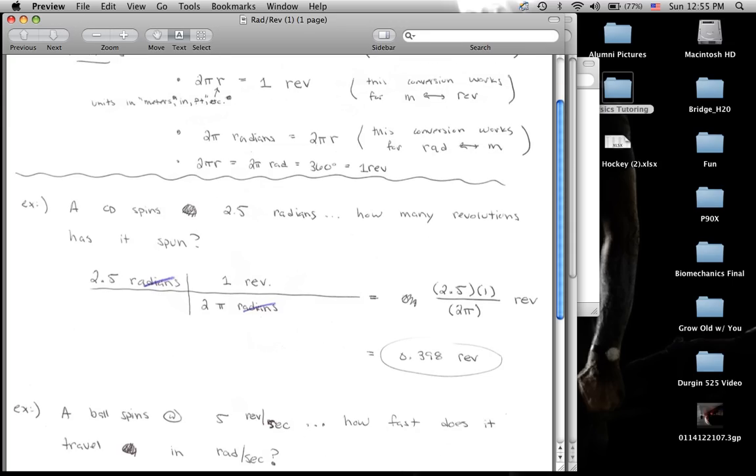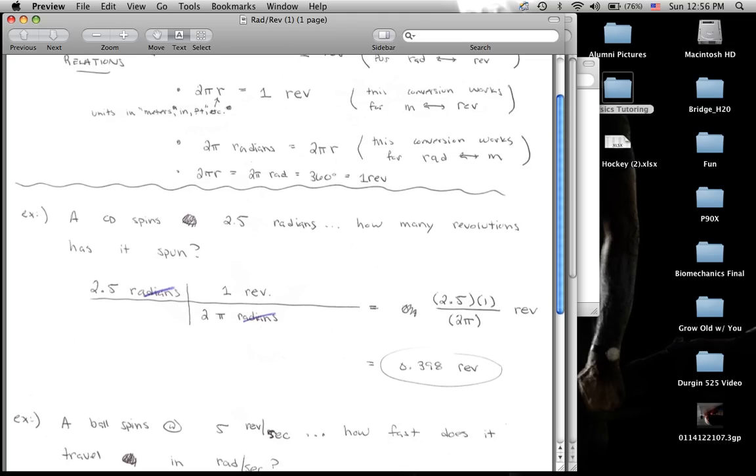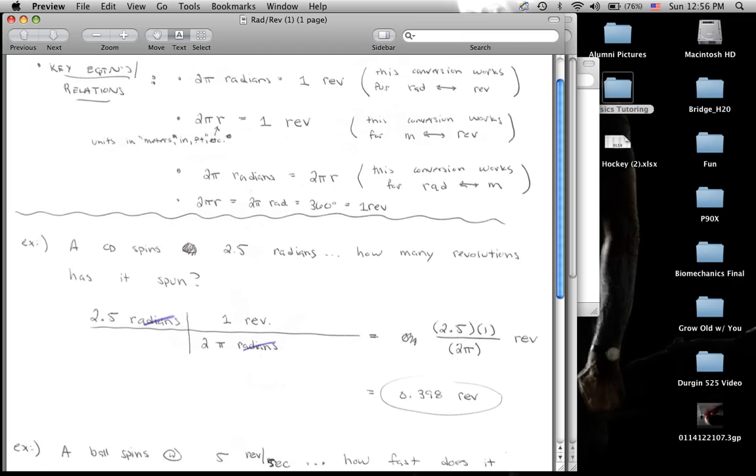So in the first example, we've got a CD that spins 2.5 radians. So it's some concrete, finite distance. How many revolutions has it spun? This is the way I do conversions. I'm not sure how you learned it, but I find this is the neatest way to present it. It's easier to understand. So I write 2.5 radians. And then I want to choose the conversion that has radians and revolutions because I'm starting with radians and I want to get to revolutions. So I'll go up top and look at my different conversions, and I would pick 2 pi radians is equal to 1 revolution.